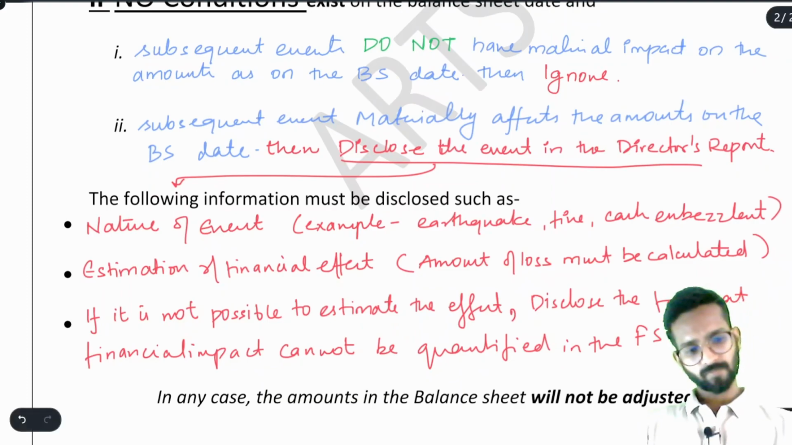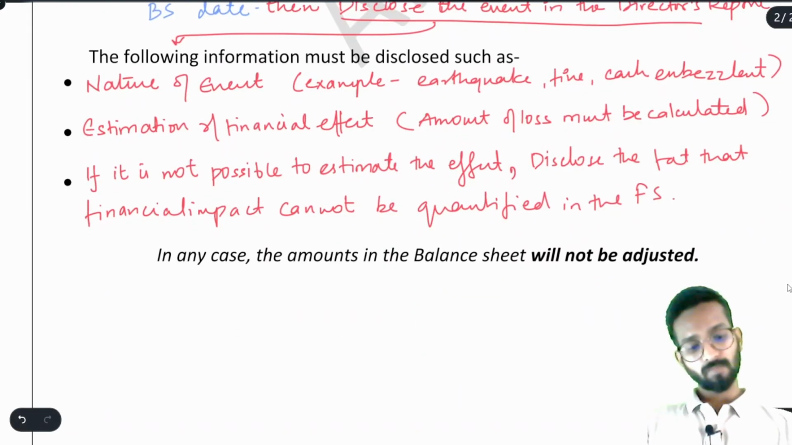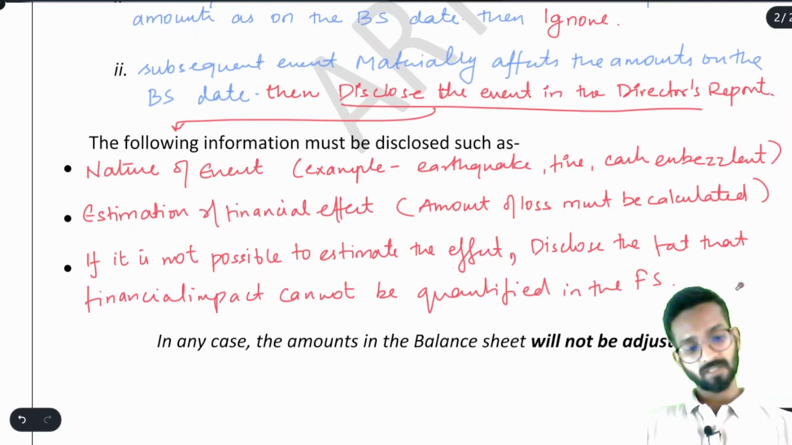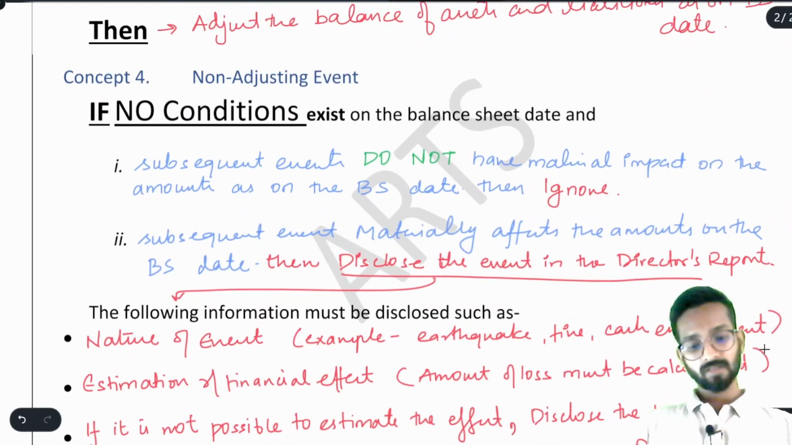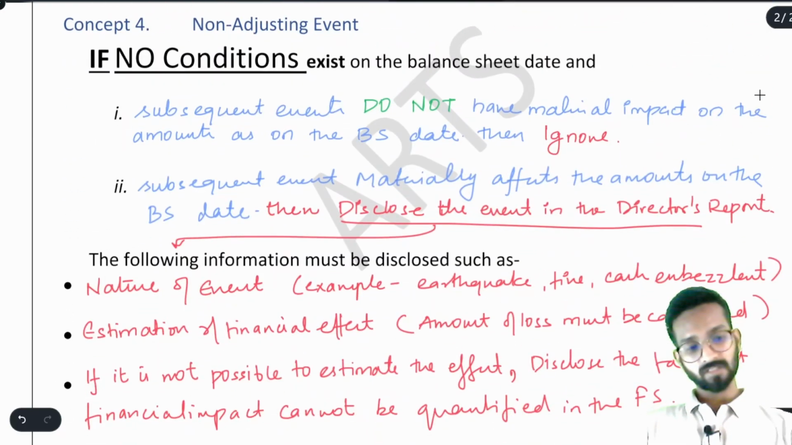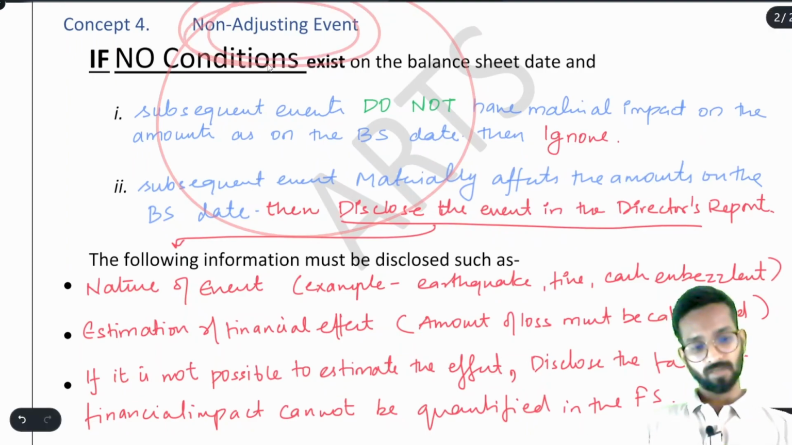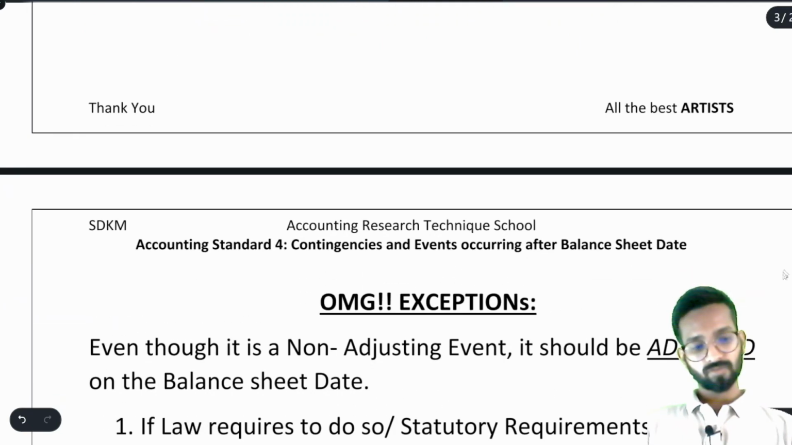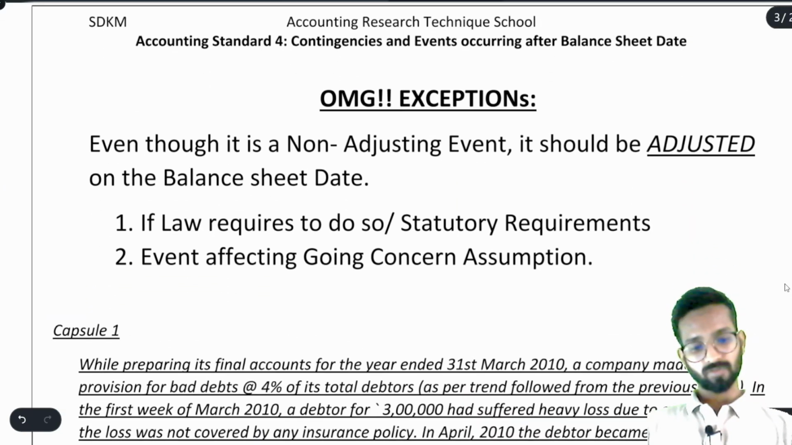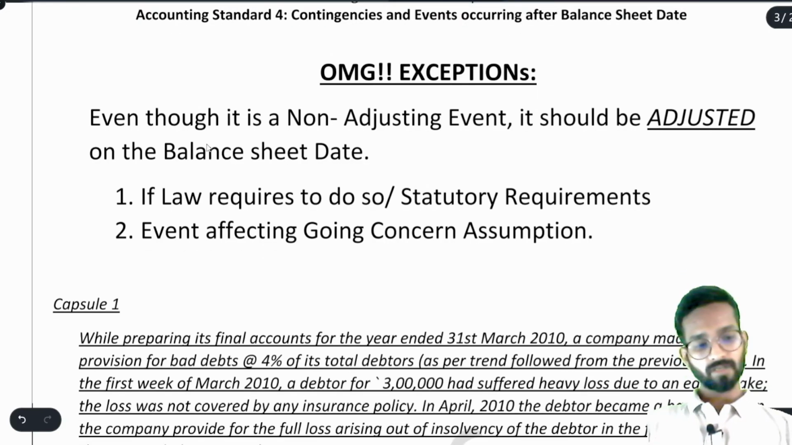Understood? Now, in any case, the amounts in the balance sheet will not be adjusted. Remember this, in any case, the amount will not be adjusted. Why? Because the concept itself is a non-adjusting event. Understood? Now, whenever a non-adjusting event comes, remember you have to present the information in the director's report. Oh my God, an exception has come.